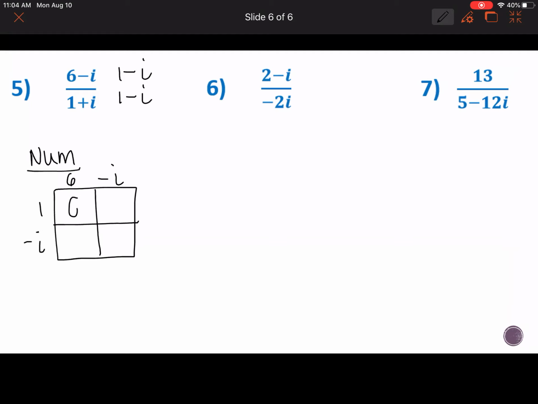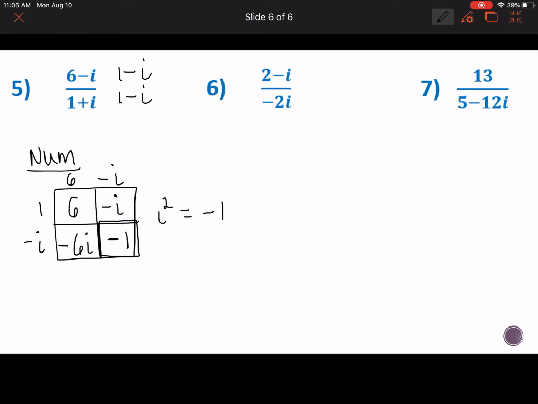1 times 6 is 6. 1 times negative i is negative i. 6 times negative i is negative 6i. Now let's look at this 4th square. Negative i times negative i is i squared. And if you recall from the first part of the lesson, i squared is equal to negative 1. So in this 4th box, I'm going to put a negative 1.